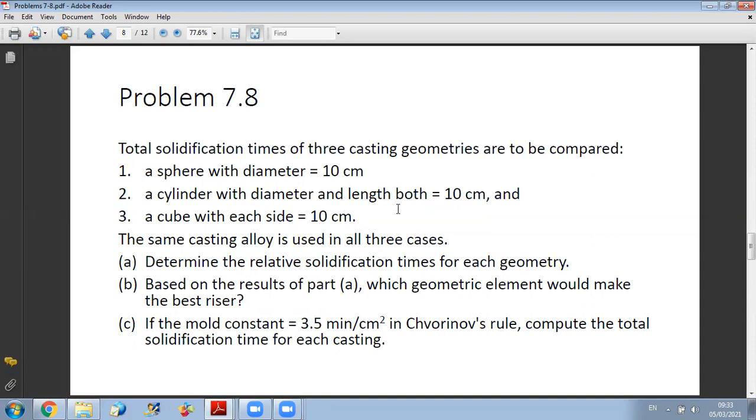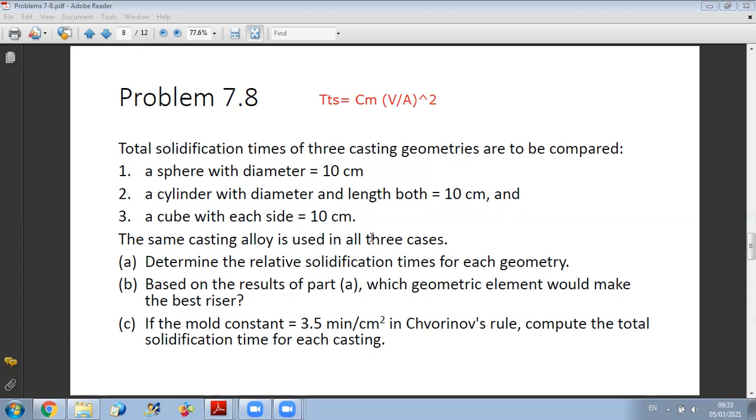Now, let us try to do it. So first, we want to compare the relative solidification time for three geometries. You know that the solidification time, T total solidification, is equal to the mold constant times V over A to the power N, which is in general 2.